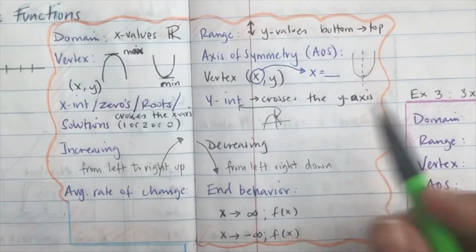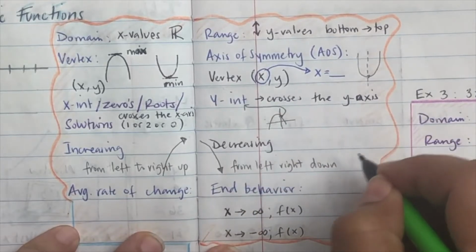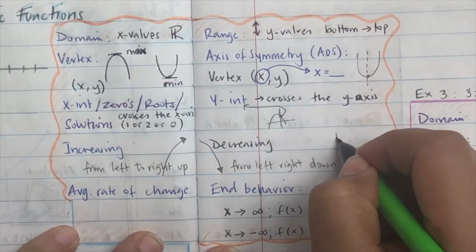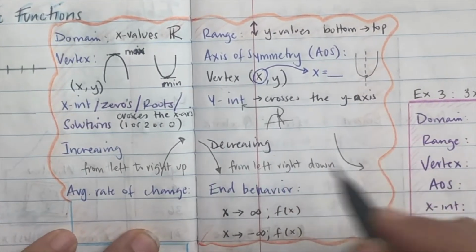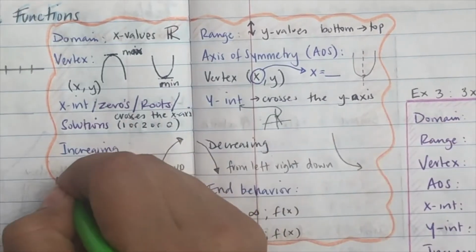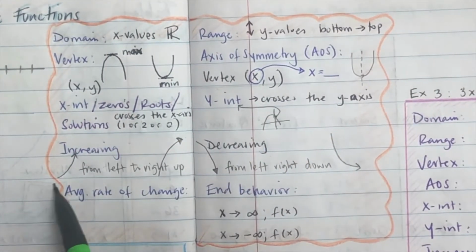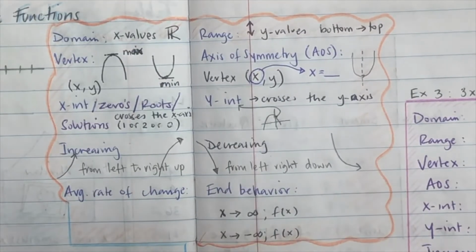Another example would be if it was decreasing, it would be this. So that is decreasing. Another example, if it's increasing, is this. Basically, from left to right, are we going up, or from left to right, are we going down? So that's increasing or decreasing.